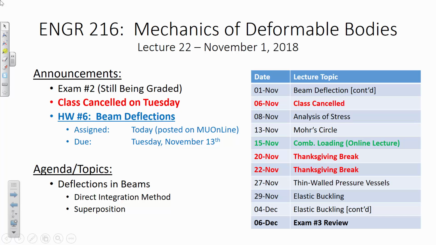Speaking of homeworks, you all now have the grades for homeworks number 1 through 5. Homework number 6 was assigned today. It is a short assignment on beam deflections. There's 2 problems, so it's not that big. It's due Tuesday, November 13th. Okay? What will happen on November 13th is I'll give you homework number 7, which won't be due till well after Thanksgiving break. And then you'll get homework number 8. I think it's on the 29th, and it's due on the 6th. And then those are all your homeworks for the semester. So that's mechanics of deformable bodies. Any questions? So again, we won't have class on Tuesday.